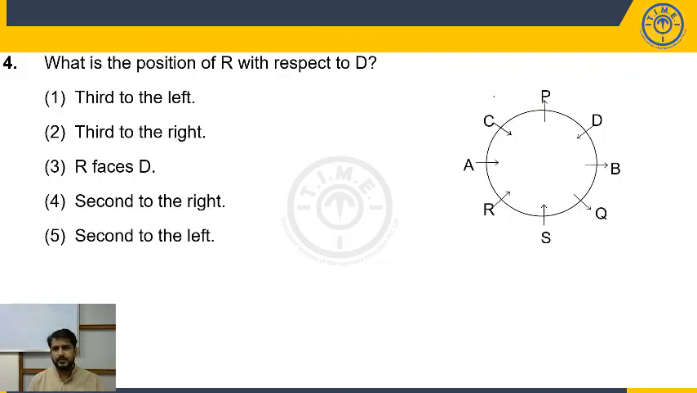What is the position of R with respect to D? Position of R with respect to D. Opposite. R faces D. Choice 3. R and D are facing each other.